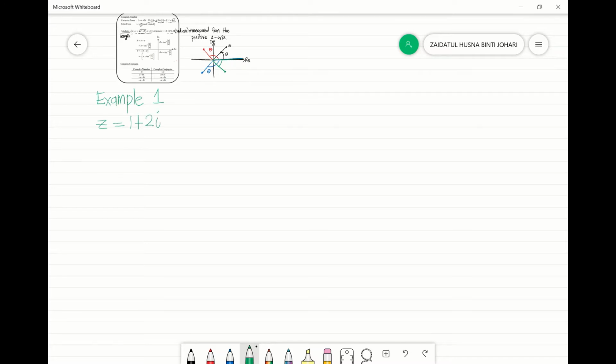So first things first, in order to transform from this Cartesian form to polar form, it's z equals r (cos theta plus i sin theta). So basically we need to find the r and the theta. So this is polar form. Okay, so we need to find this r and we need to find this theta.